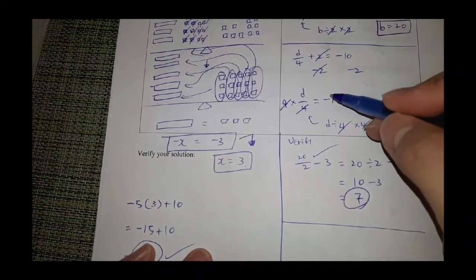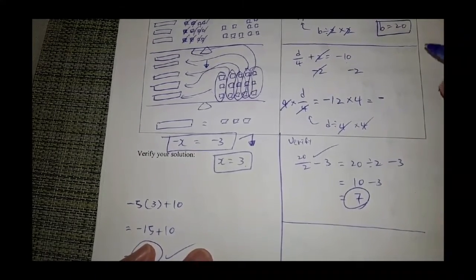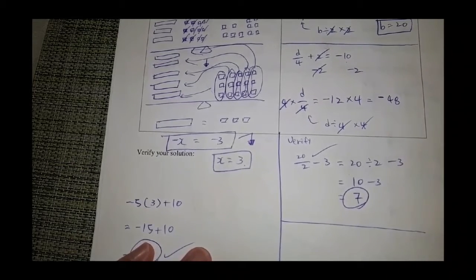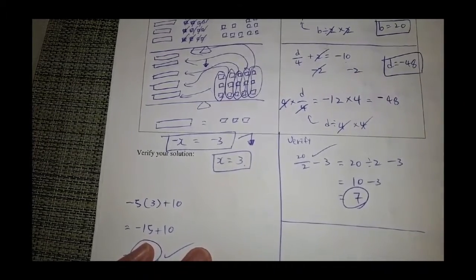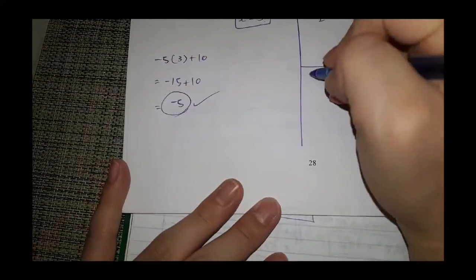First things first, a negative multiplied by a positive always gives you negative. Opposite-sign multiplication gives you negative. The same sign, like positive and positive, gives you positive, and negative and negative gives you positive. So have that in your mind. So d is equal to negative 48. Double check. Verify.